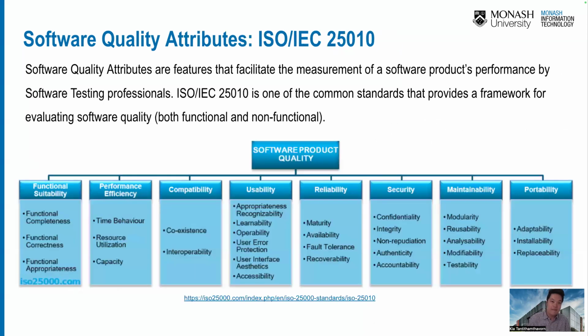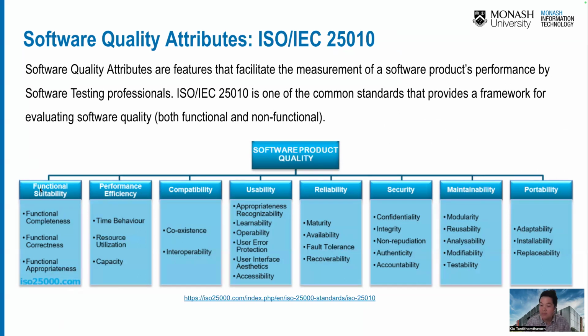Okay, and this is an example of the quality attributes, based on the ISO 25010. Okay, quality attributes based on this standard. Okay, ISO standard. What are the quality attributes that we actually consider? First, we should look at the functional suitability.